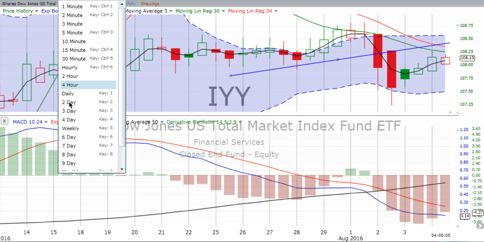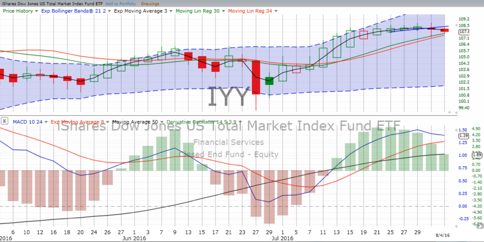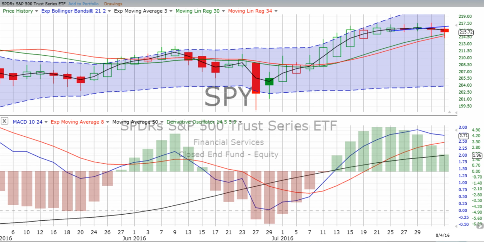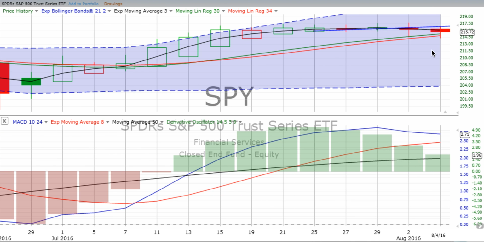Okay, let's look back at the 2-day chart. Let's take a glance at the S&P 500. Looks very similar to the total market. Again, down candles for the last 2-day candles, 4 days of down movement. Still haven't had a crossover yet on the MACD, but it does seem to be converging. Derivative oscillator is losing a lot of its energy.